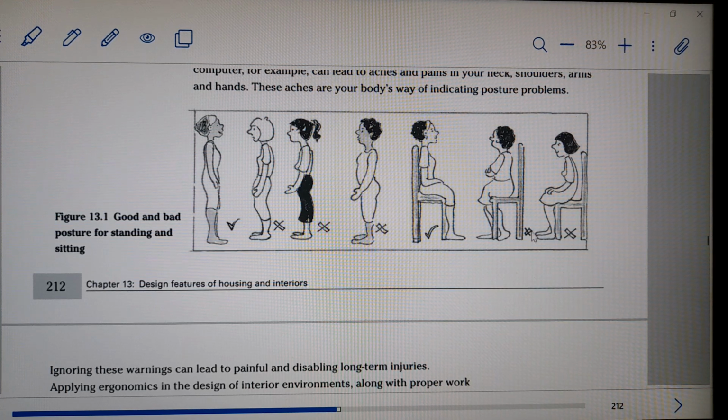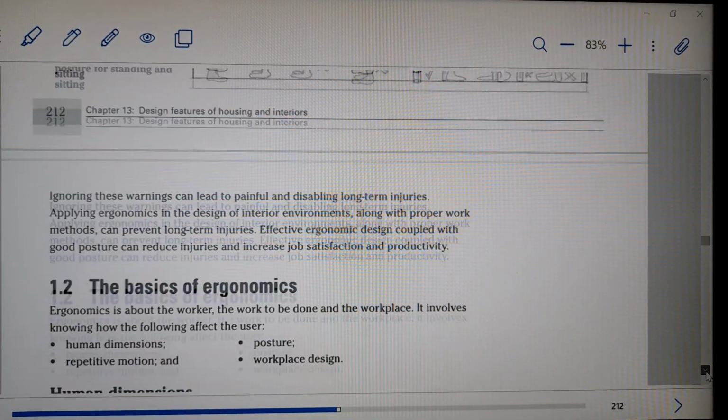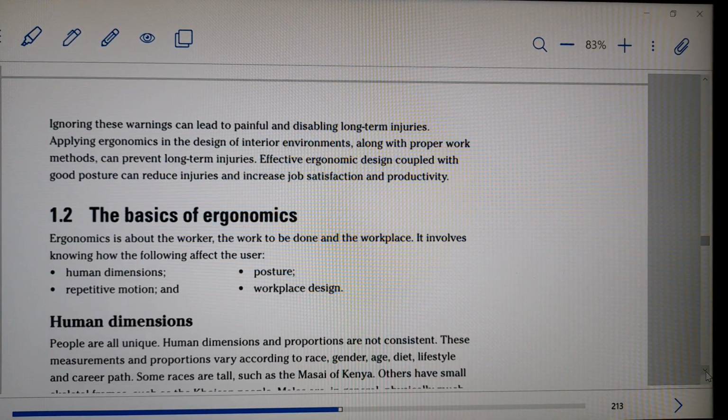So you see this chair can only seat one type of person. The ergonomic study was not done, so the chair that is used cannot be comfortable for everyone in terms of posture. Good and bad posture for standing and sitting. So you see that. Okay, so let's go to the next page, 213.